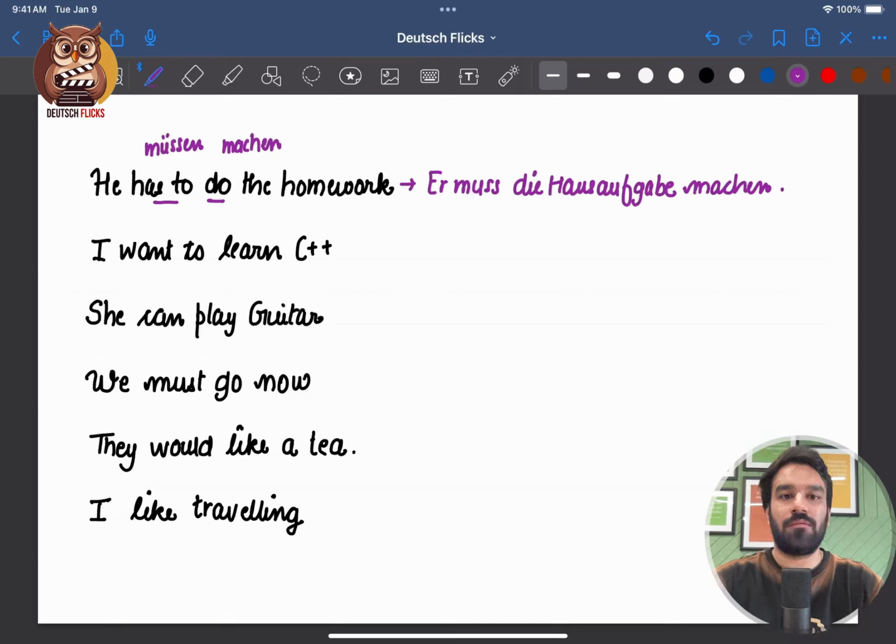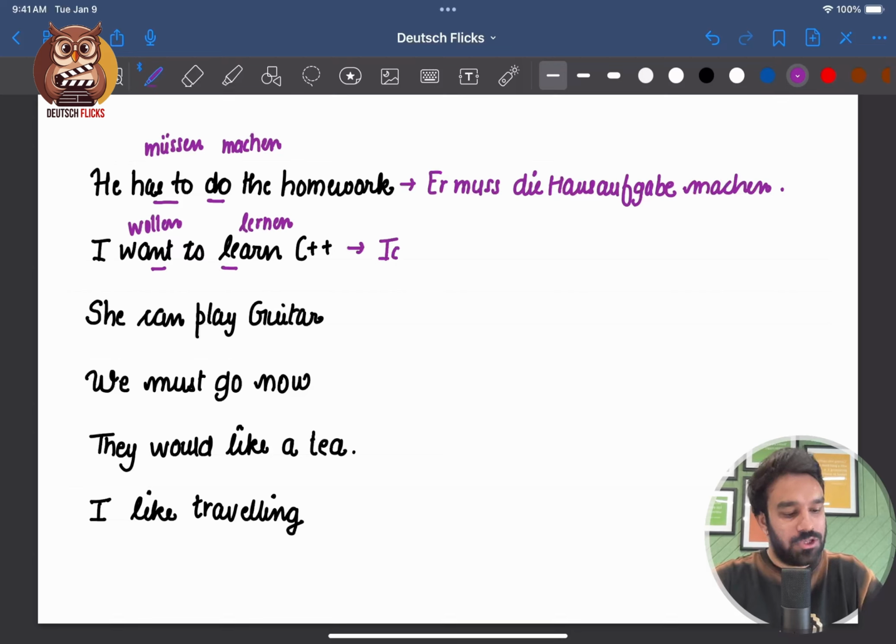Muss die Hausaufgabe machen. If you have written Hausaufgaben, that is also fine. Then we have I want to learn C++. So the modal verb is wollen, and the main verb is lernen. So we'll say ich will. Remember, ich will doesn't mean I will. It means I want. Ich will C++ lernen.